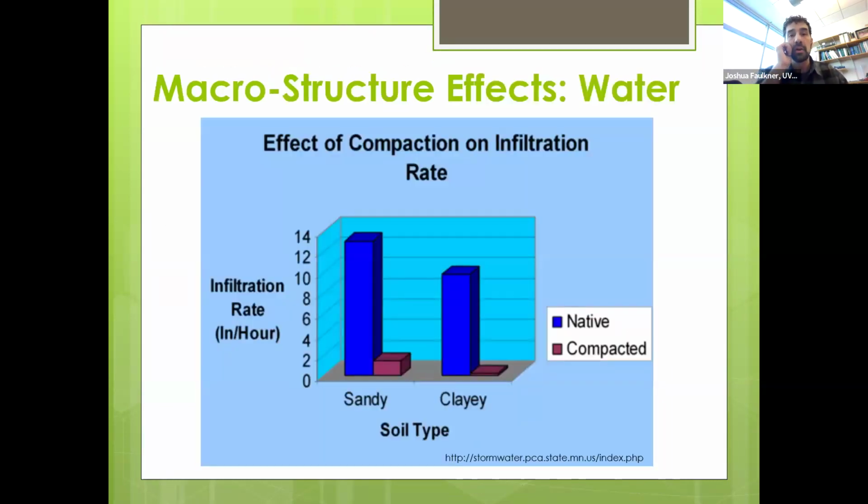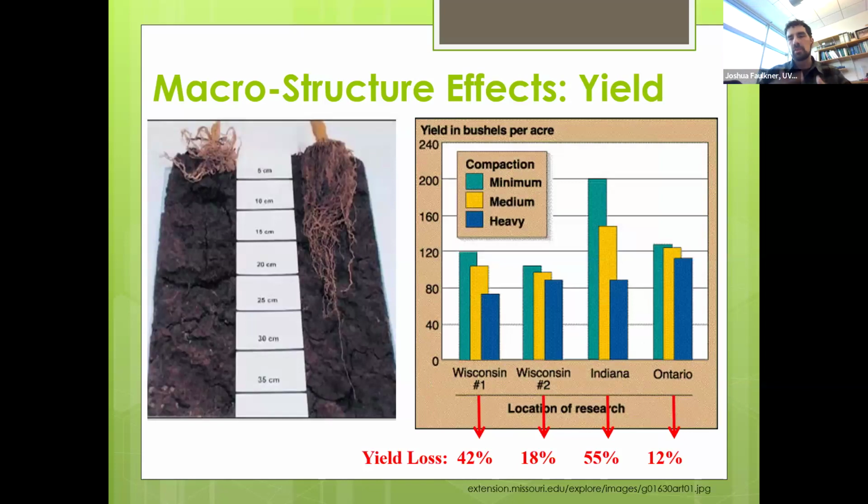Compaction also affects infiltration rate, which of course would then affect runoff rate, or runoff volumes. This is a figure from the Stormwater Manual of Minnesota that shows how a compacted soil has much lower infiltration rates than a native soil. And of course, compaction also has effects on yield as well.